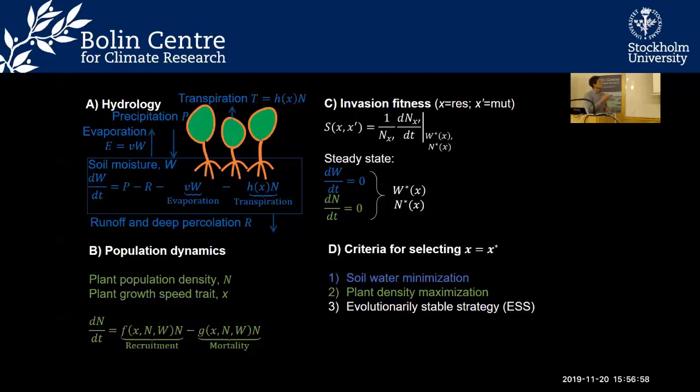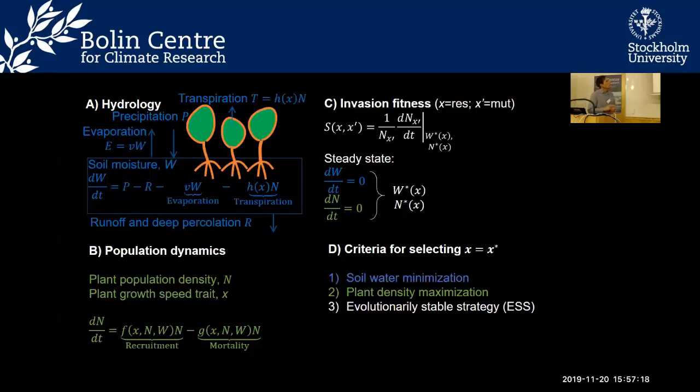We have the population dynamics that has recruitment and mortality. So if you want to construct these evolutionary models, it's very important to have ecology, as I said, and then you need recruitment and mortality. These are the two basic components.